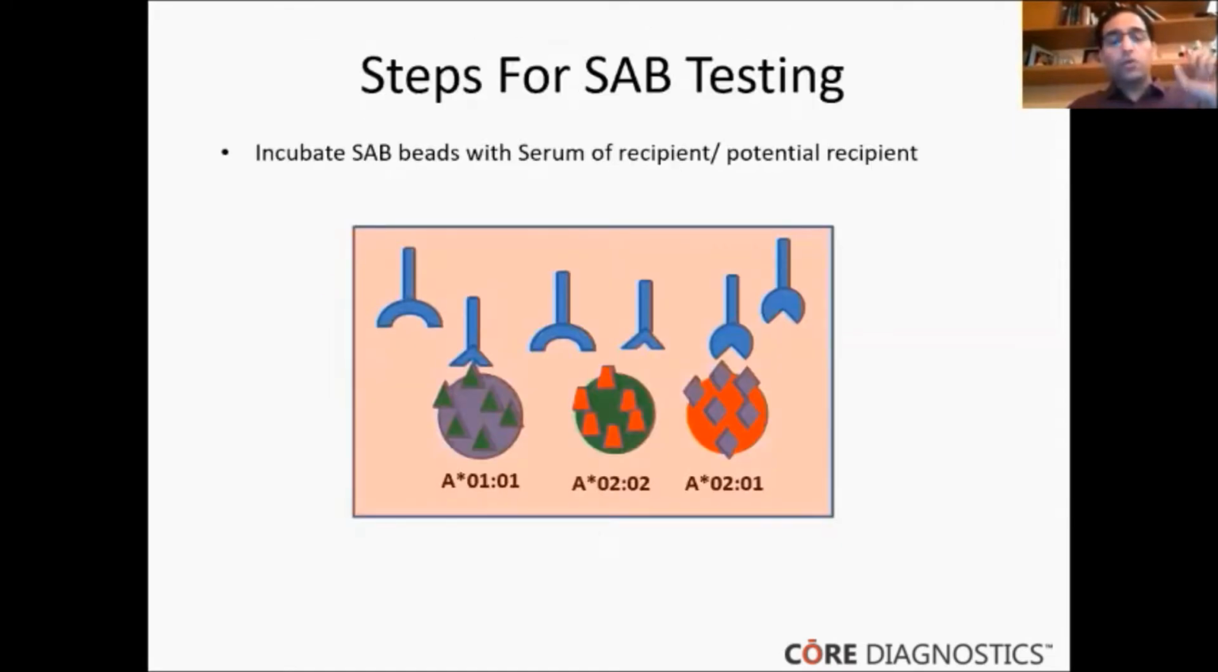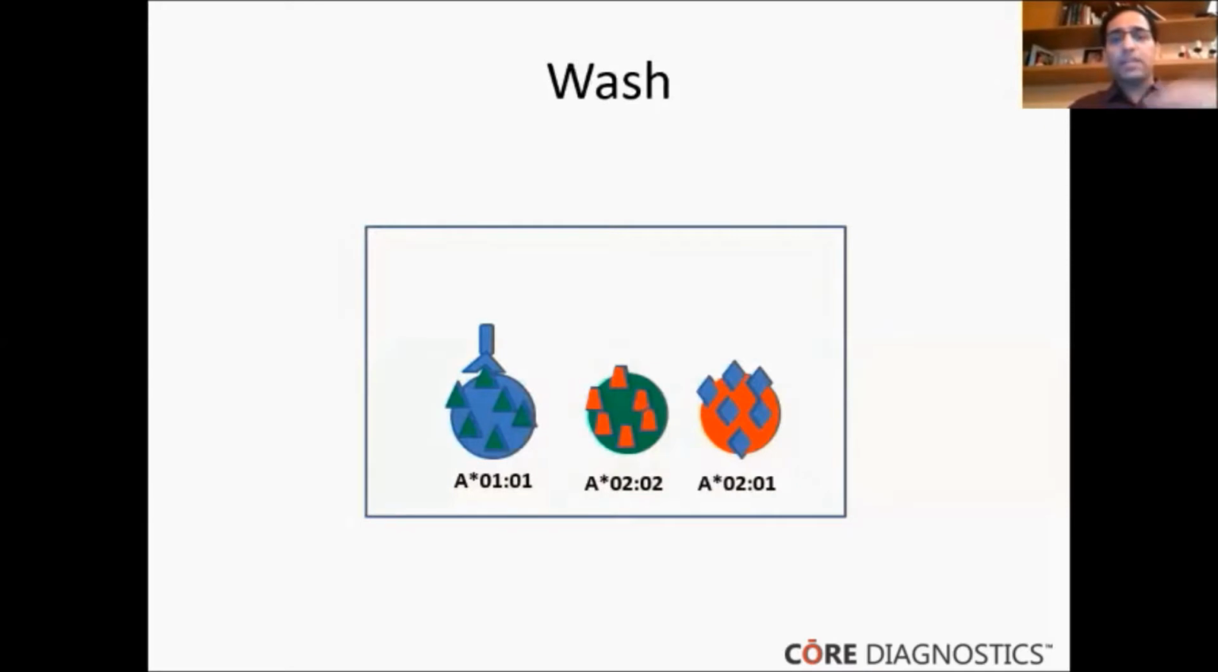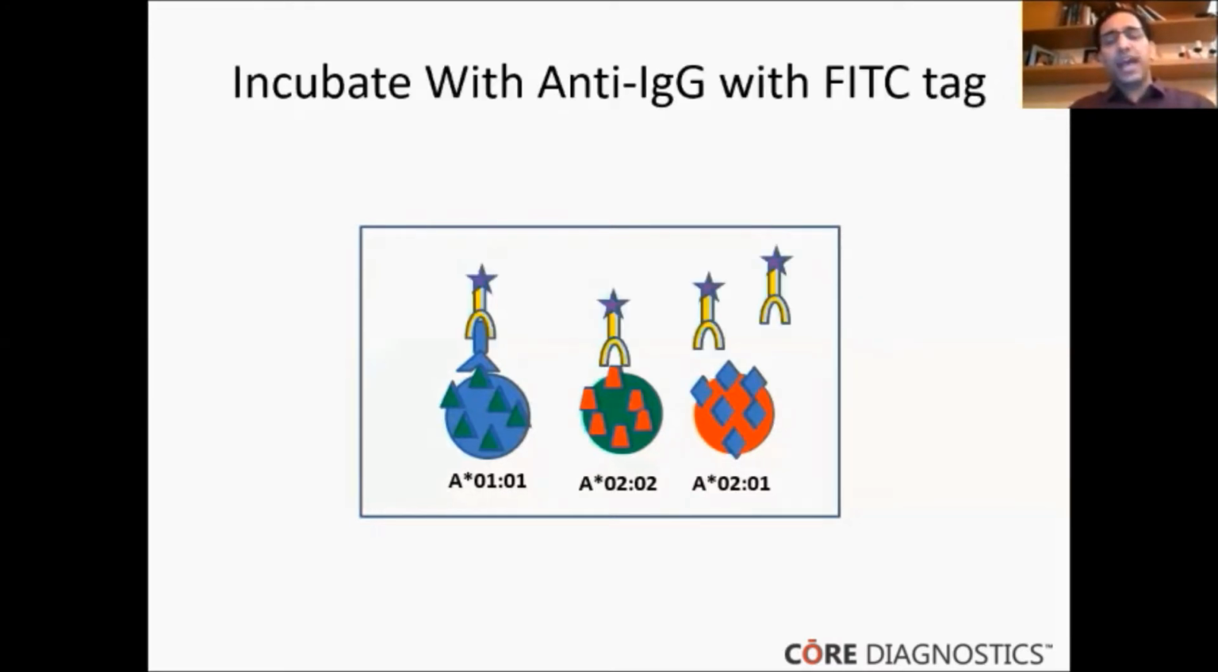So now what you do is you take these beads and you incubate them with the serum of the recipient or the potential recipient, which will have lots of different antibodies, and they will bind to an antigen if they're specifically against that antigen. So in this case, there is an antibody that is against the A0101, which is going to bind to it, and all these other antibodies that are floating around will be there. But then in the next step, they'll get washed away. So the next step is washing, and so all these other antibodies get washed away, except that one antibody that is stuck to A0101. Then you come in with an anti-IgG, which is tagged with a fluorescent tag.